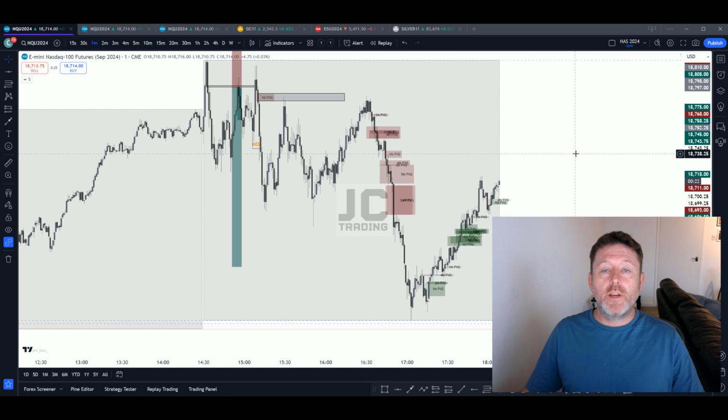Welcome back. Today we're going to be looking at the inverse fair value gap strategy and how we trade it. It probably differs a little bit from other people, but we've had great success with it and I thought I'd share with you how we trade it.